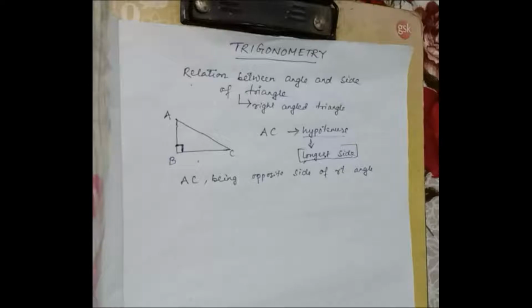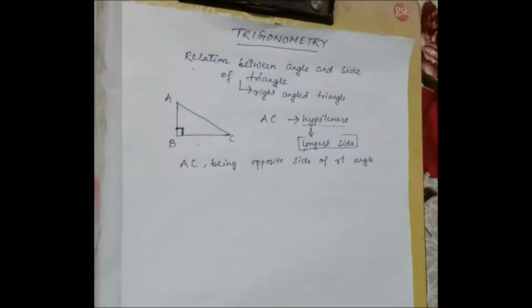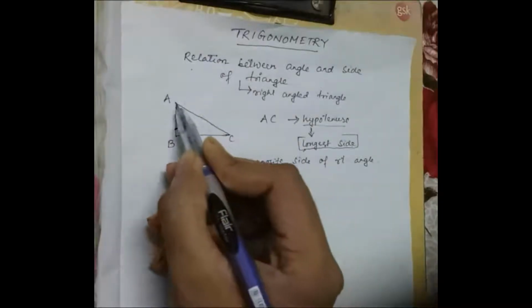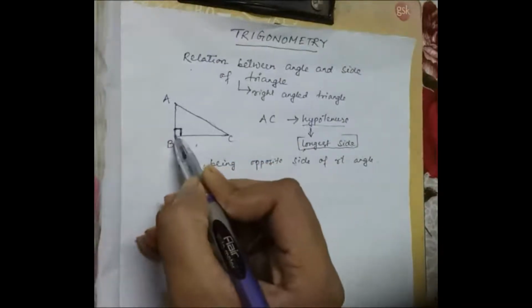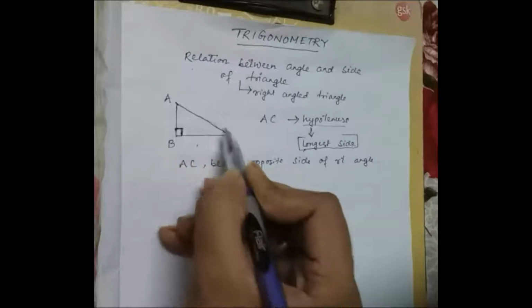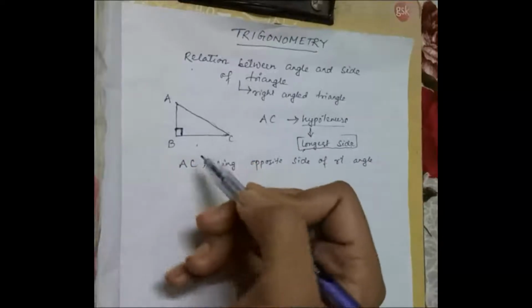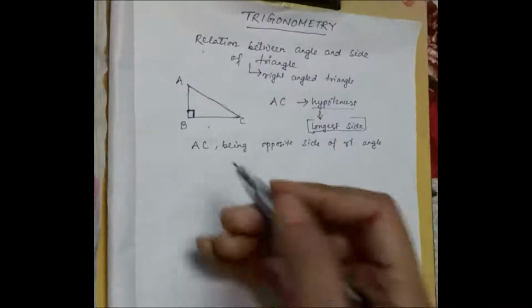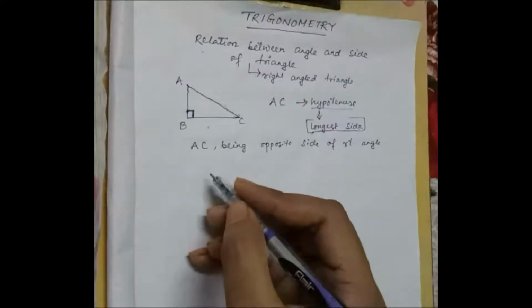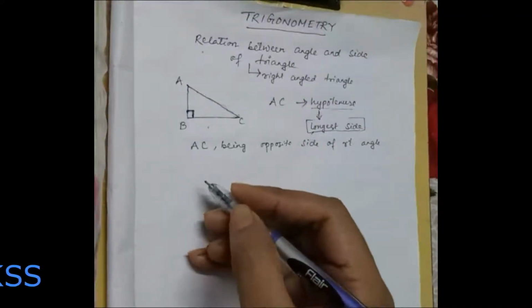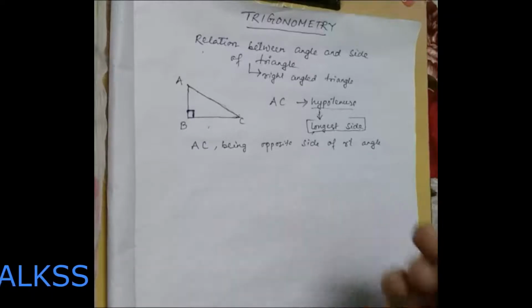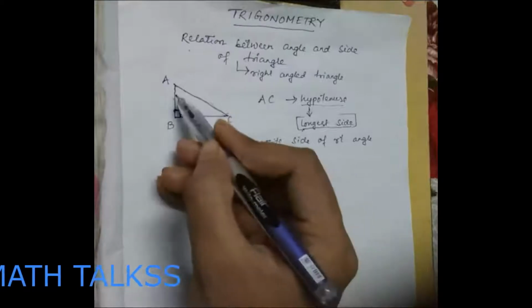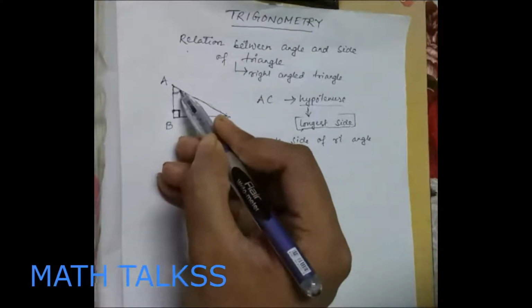Okay, so we have seen that the side which is opposite to the right angle will be the longest side, and that one will be your hypotenuse. Now we have understood what is hypotenuse and how to detect which side will be the hypotenuse. Now from this triangle, let us consider this angle A.